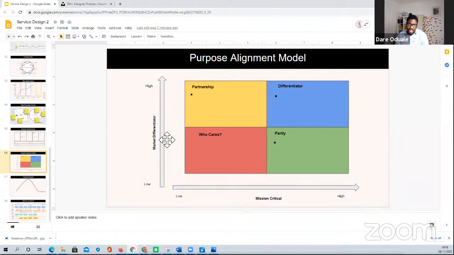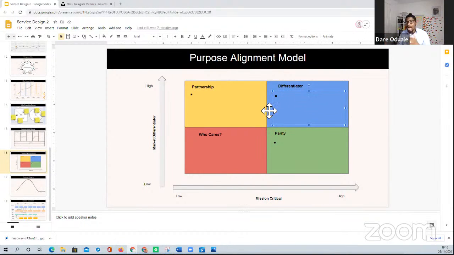You are measuring two things: market differentiator and mission critical. If something defines your mission as a business, and if it differentiates you from others and makes you stand out, those are the things where you want to focus your efforts, because it's critical to your mission as a business, and it differentiates your business from others.